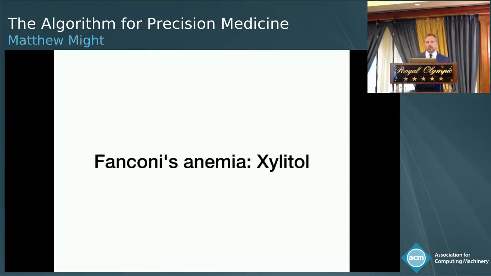Or you can give it a condition that has no known treatments and ask it to come up with potential treatments. Fanconi's anemia is actually an example of where this happened. The way we got funding for this tool through NIH was through essentially this bizarre process. NIH decided that they were jealous of DARPA and said, well, we want to do DARPA-like things.